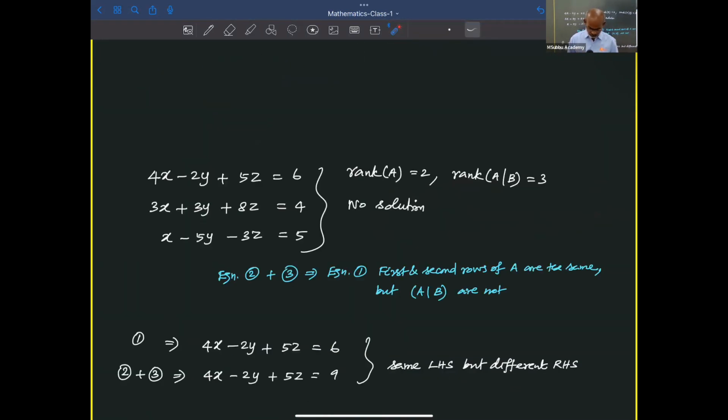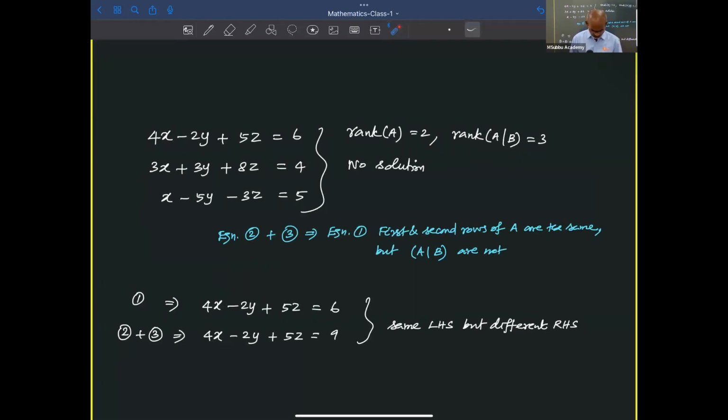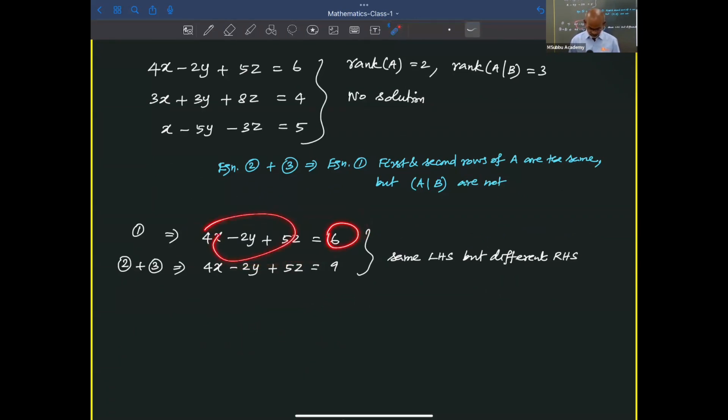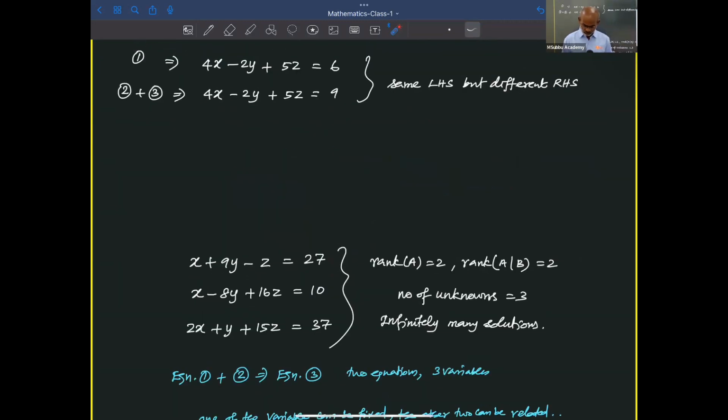Here, rank of A and rank of AB are different. You can also see that. For example, if you add equations 2 and 3, we get another equation. The first equation is as such, and 2 plus 3 gives another equation. You can see that both left hand sides are the same, but the right hand sides are different. That means these 2 equations are inconsistent. There is no solution for this. This one is giving 6, and the other is giving something different. That means this is an inconsistent equation. Here no solution is possible.